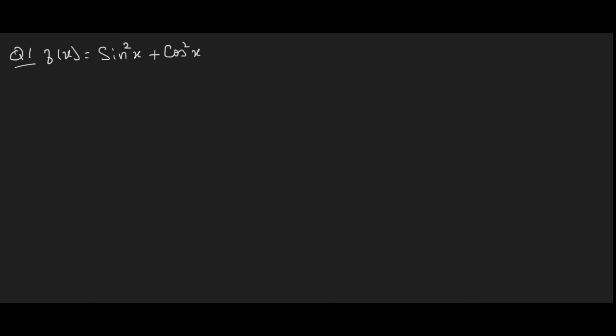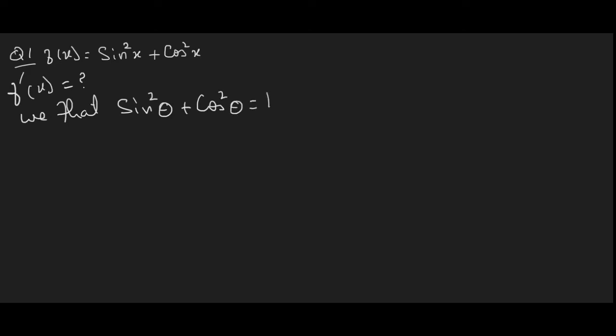Now we are going to start a few questions. Now we are going to solve question number 1 from the topic. Here we have a trigonometric identity sin square x plus cos square x, and we have to find its derivative f dash of x. Now we know that sin square theta plus cos square theta is equal to 1. So this question represents the same values, so we can replace this with 1 and f of x is equal to 1.